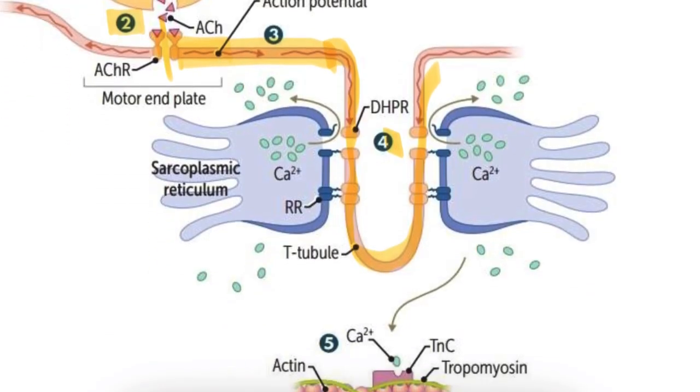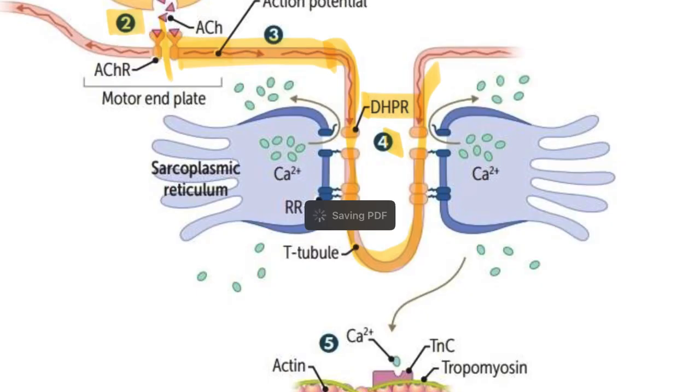Next we can see activation of DHP, that means dihydropyridine receptors. Here in the T tubules we have L type voltage gated calcium channels known as dihydropyridine receptors. In skeletal muscle, these dihydropyridine receptors do not allow calcium influx. Instead, they mechanically activate the ryanodine receptors on the sarcoplasmic reticulum.